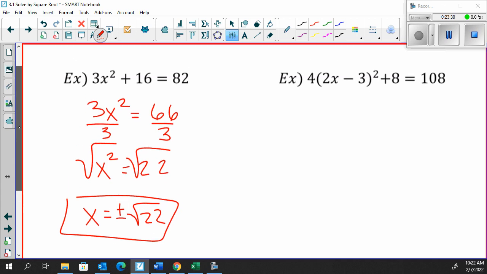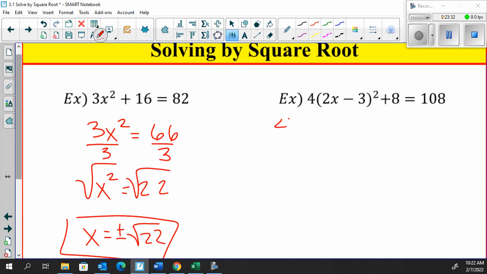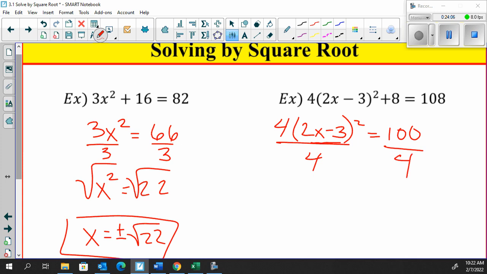Got to subtract 8. That gets 100. Then what? Divide by 4. Guys, I just want to reiterate this one more time. Do not square this thing. Do not multiply it by 4. You're trying to get things to look more simple, not more complicated, right? If you square it, that's going to look really ugly. So don't do that. You're trying to make it look less ugly. Divide it by 4. That'll get rid of this. Now it's looking a little bit better.